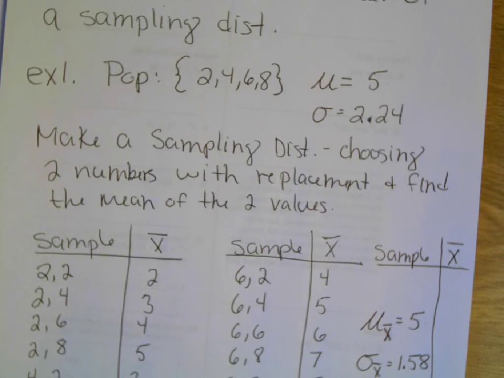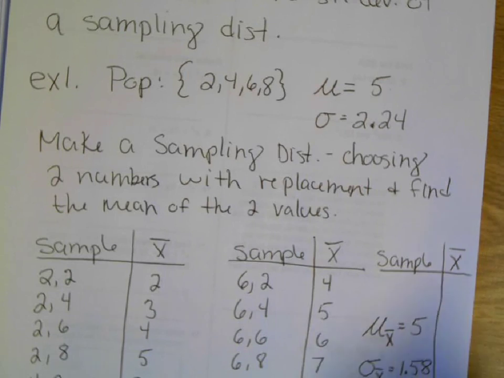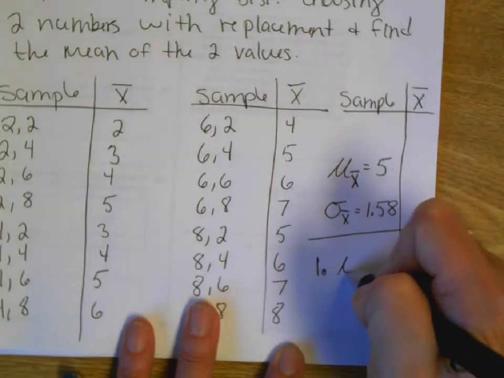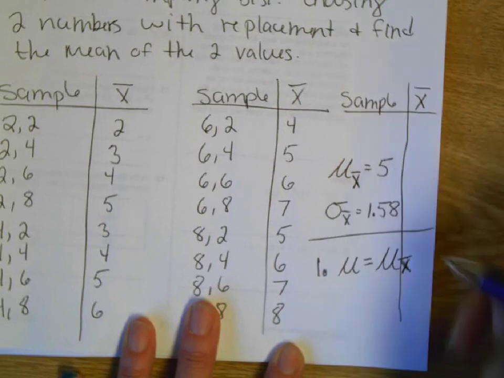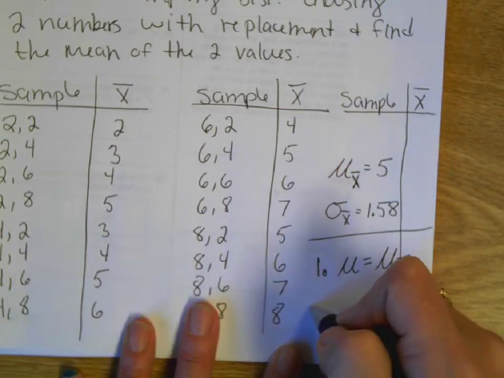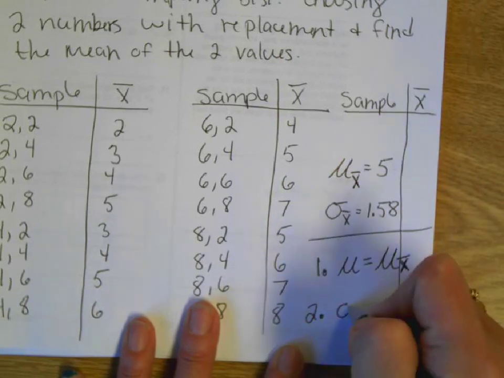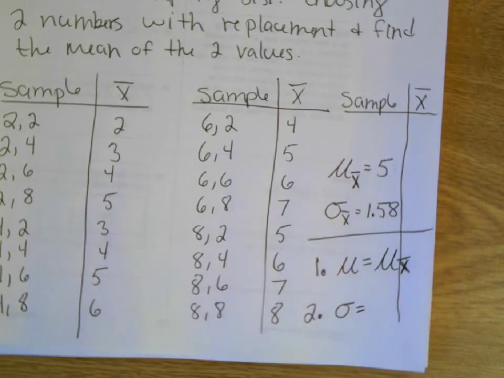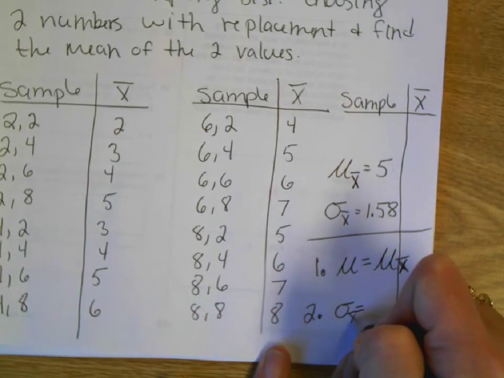So, let me write these. Here are our 2 discoveries. First discovery, the mean of the population equals the mean of the sample means. Those are equal. The second property is about the standard deviation of the sample mean.